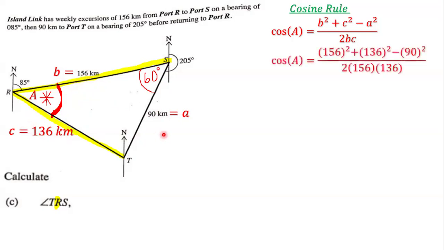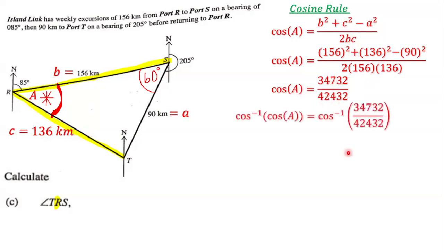And so we substitute those values. B is 156, C is 136, and a is equal to 90. We evaluate the numerator, and we get that 156 squared plus 136 squared minus 90 squared is equal to 34,732. And we have 2 times 156 times 136, which gives us 42,432. And so we have cosine of A is equal to this fraction.